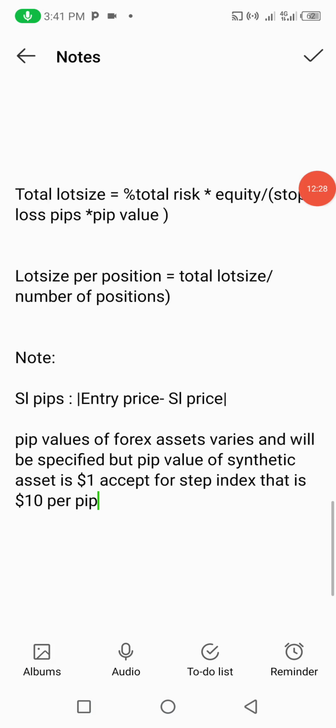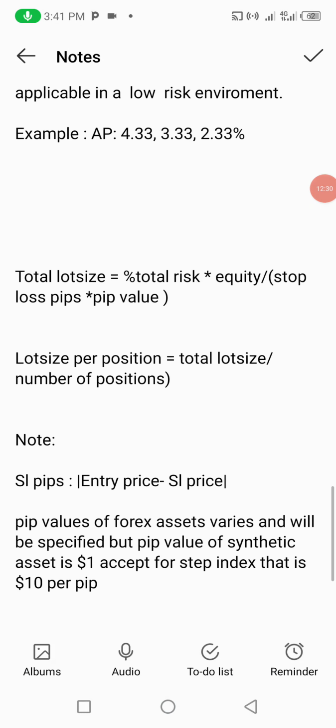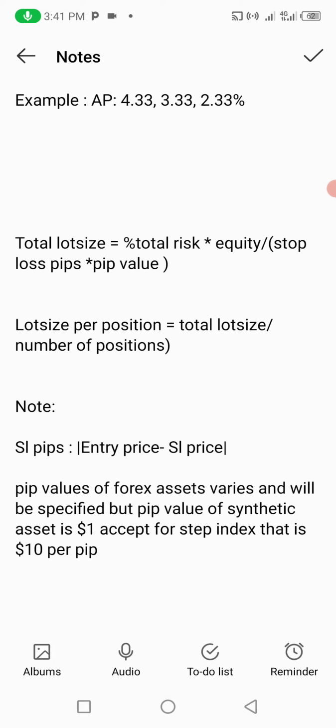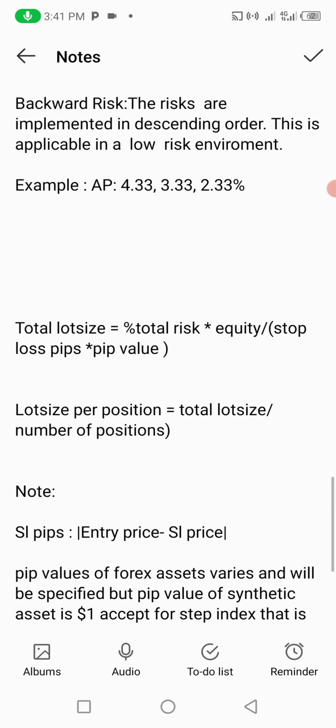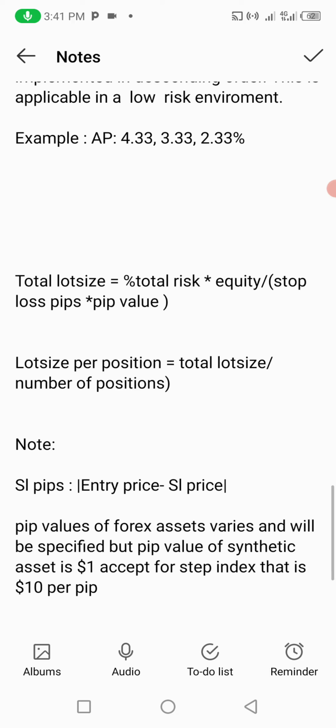Okay, this is how you can calculate the loss size. Very important. This loss size equation is necessary in this AP risk application. So total loss size is total risk upon APT divided by the stop loss P upon P value.